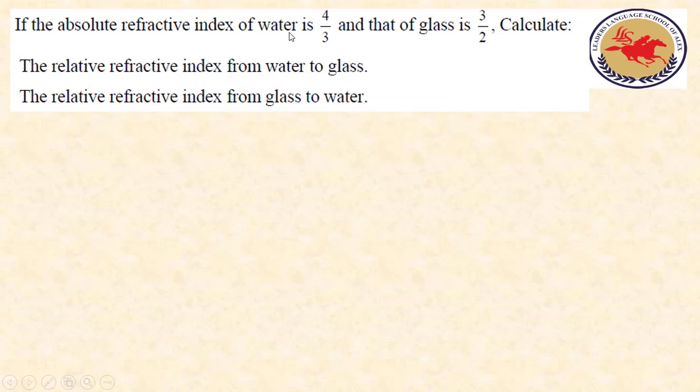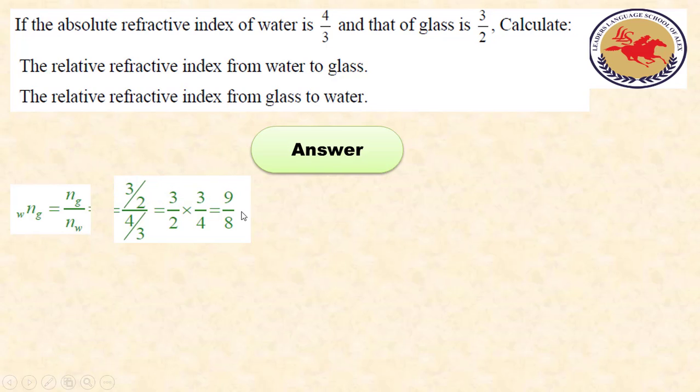If the absolute refractive index of water is 4/3 and that of glass is 3/2, calculate the relative refractive index from water to glass and then from glass to water. At first, what is the rule? n from water to glass equals n glass over n water. After calculating, it is 9/8. Then, if I would like to get the relative refractive index from glass to water, it will be the reciprocal of it, 8/9, or I get it by the rule.